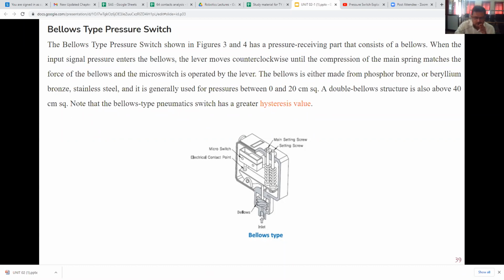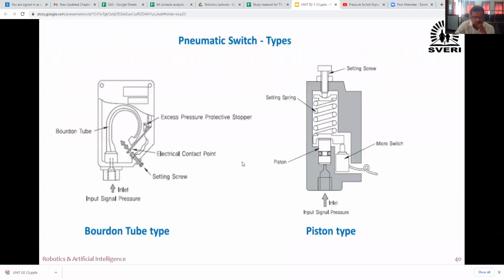When this bellows expands, it will move anticlockwise, that is, this lever end point will go up, therefore the spring will get compressed, and therefore this micro switch will come down, it will connect here at this contact point, and it is getting operated.